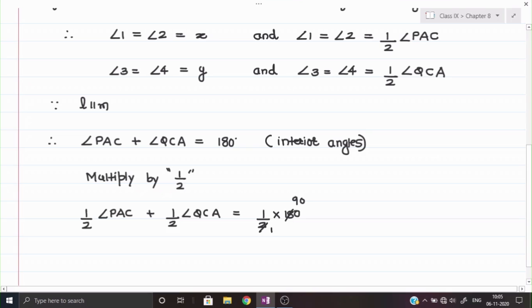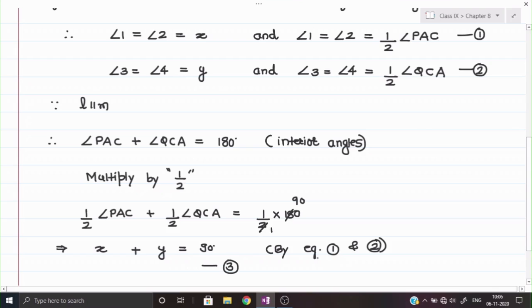Now half of angle PAC, observe, half of angle PAC will be angle 1 or angle 2, and both are equal to x over here. So half of angle PAC I am writing x, and half of angle QCA I am writing y, is equal to 90 degree. This I can suppose equation number 1, and this I can suppose equation number 2. And here I can write down by equation first and second. And this I am supposing equation number third.